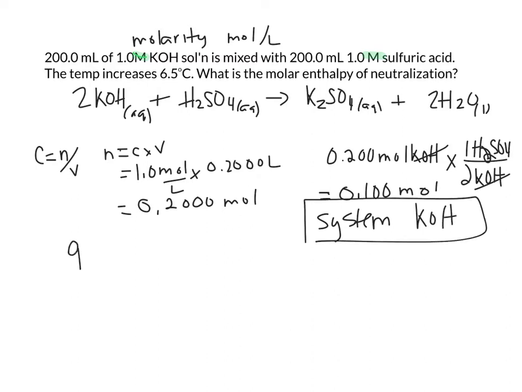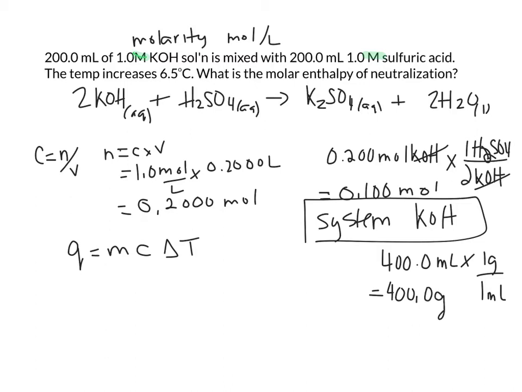All right, Q equals mcΔT. We have 400 milliliters total of solution because we mix them together in the calorimeter. Convert that to grams. You should always show this calculation. It's better to show it than just have random units switching up. So 400 grams times 4.19 joules per gram degrees Celsius times the temperature change, which was 6.5 degrees Celsius.